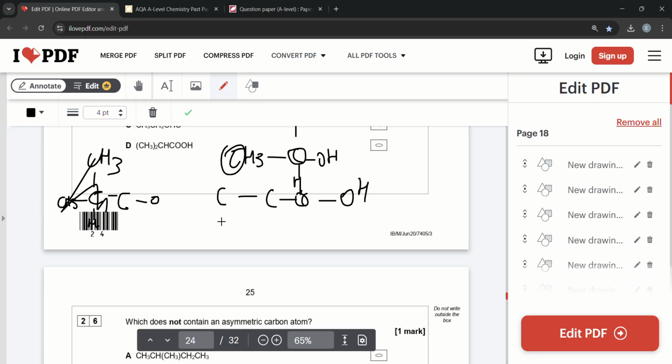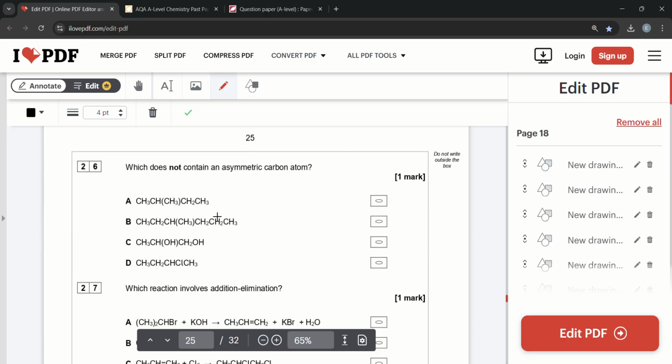Which does not contain an asymmetric carbon atom? What does that even mean? Which does not contain an asymmetric carbon atom?